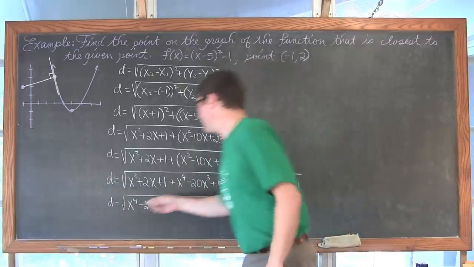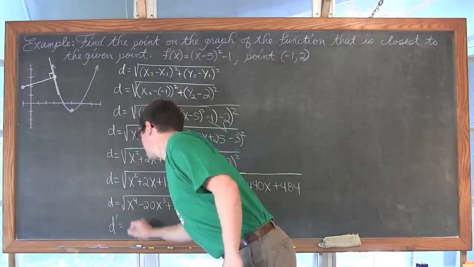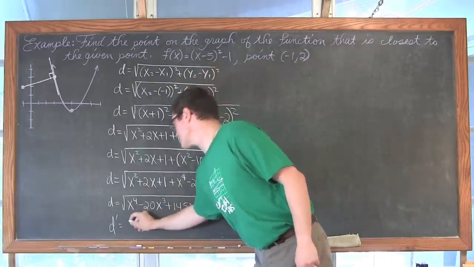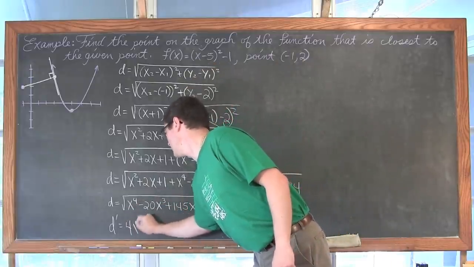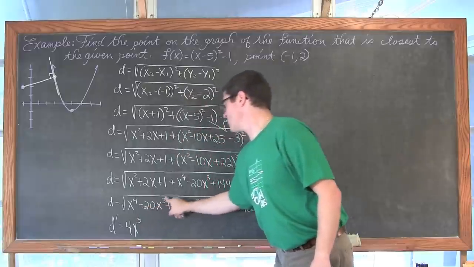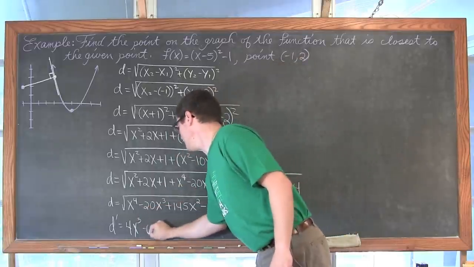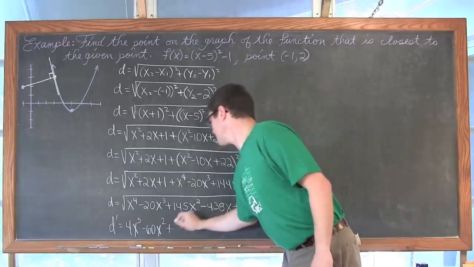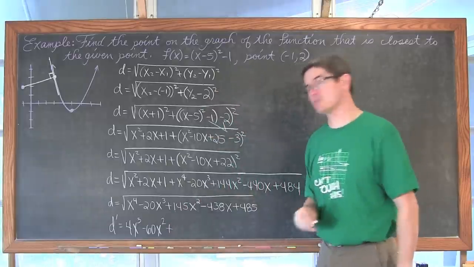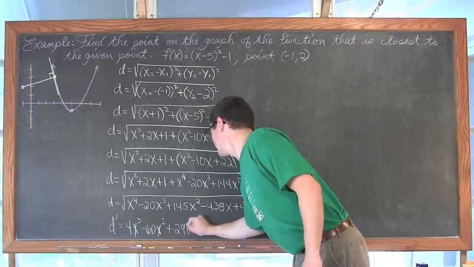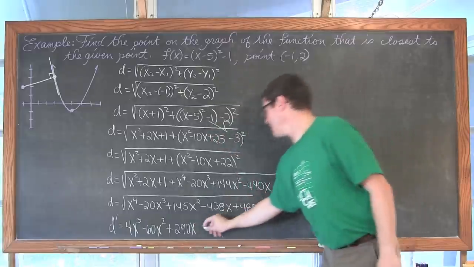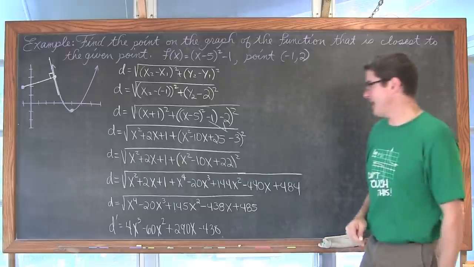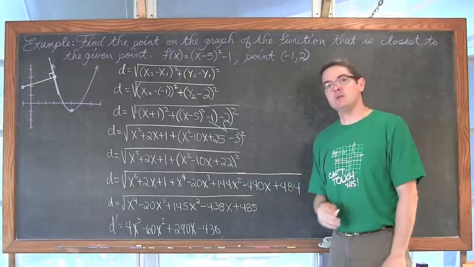So I'm going to find the first derivative, which is going to be, bring that 4 down, we got 4x cubed. We got negative 20 times 3, which is negative 60, x squared. We've got 145 times 2, which is 290, x, and then minus 438. Now, the critical values, where is this equal to 0?